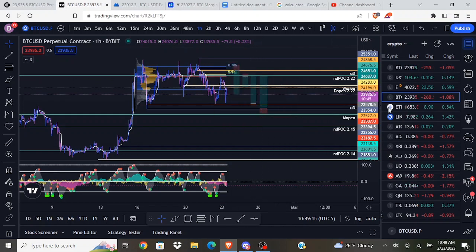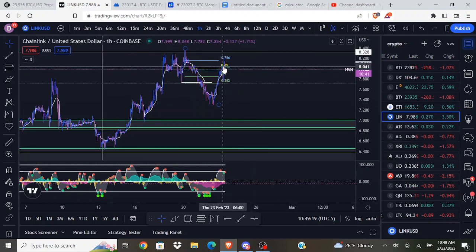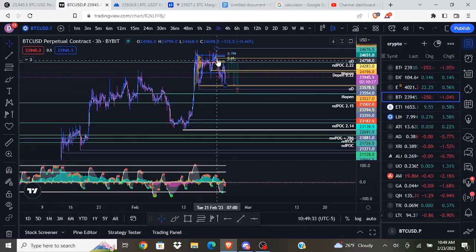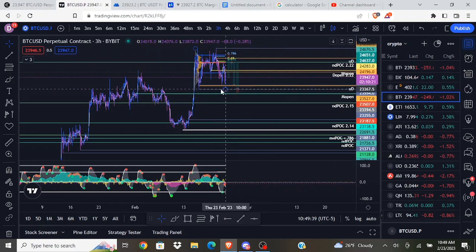And so, I am in a swing short for Link, and I'm probably going to add to it up here if we start seeing continued bearish signs. And I am holding these Bitcoin shorts that may turn into swing trades. But still, I am just looking to trade the range so long as price stays inside of it.